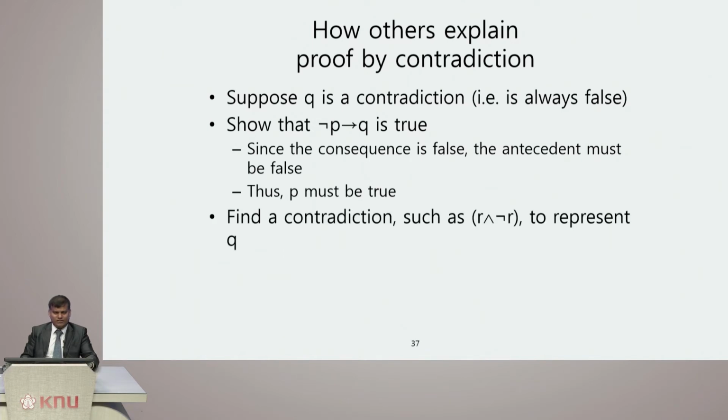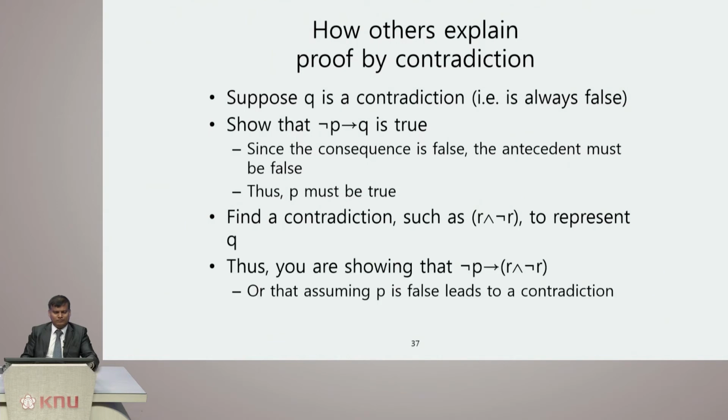Find a contradiction such that R and negation of R represent Q. So thus you are showing that negation of P implies R and negation of R, or that assuming P is false leads to a contradiction.